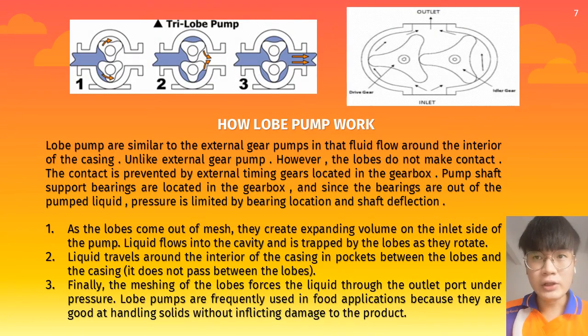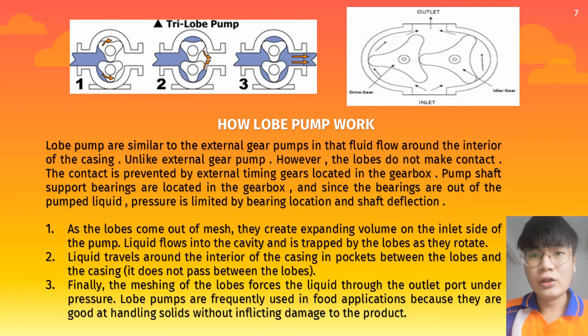The picture below shows how the rope pump works. Rope pumps are similar to the external gear pumps in that fluid flows around the interior of the casing. Unlike the external gear pump, however, the ropes do not make contact. The contact is prevented by external timing gears located in the gearbox. Pump shaft support bearings are located in the gearbox, and since the bearings are out of the pump liquid, pressure is limited by bearing location and shaft deflection.